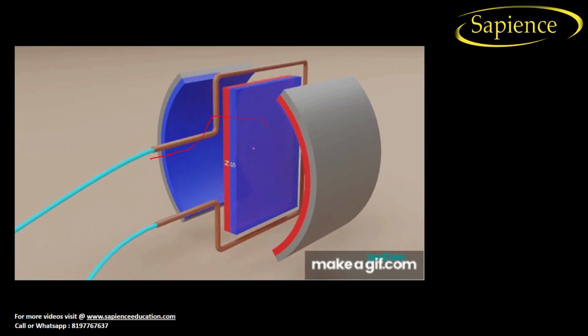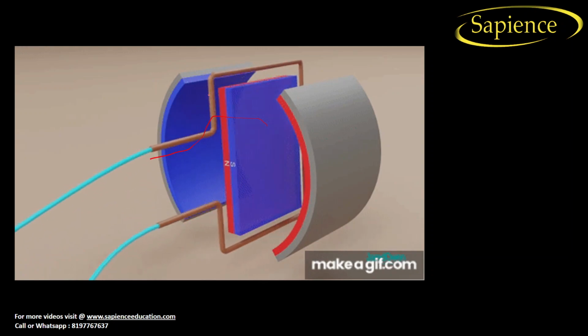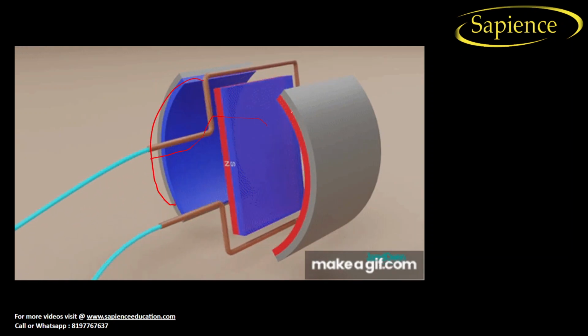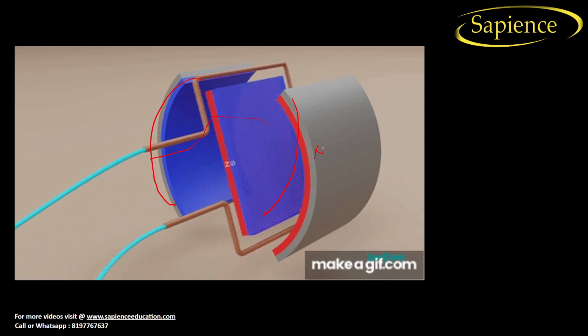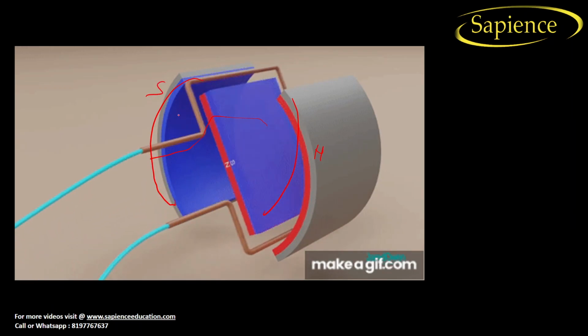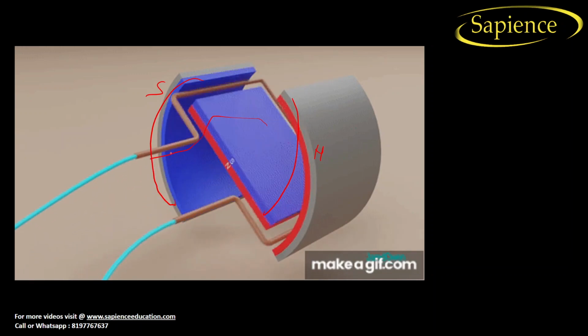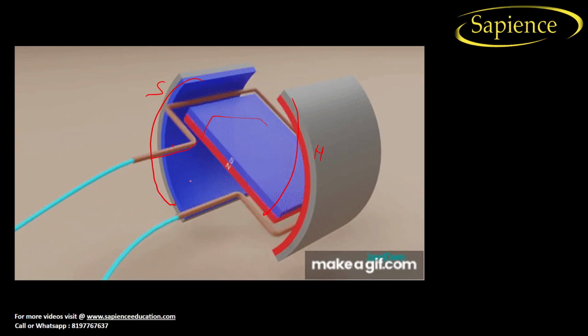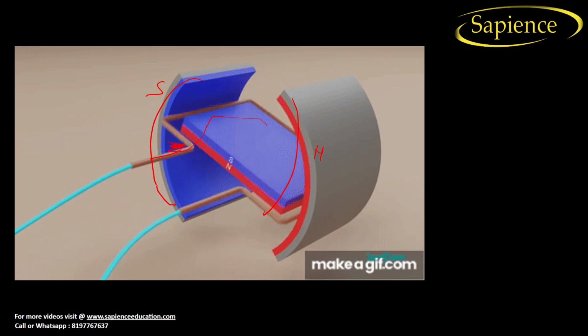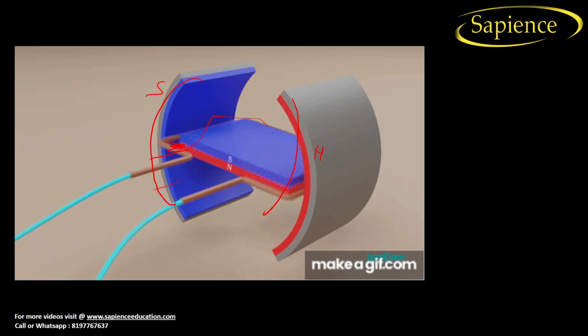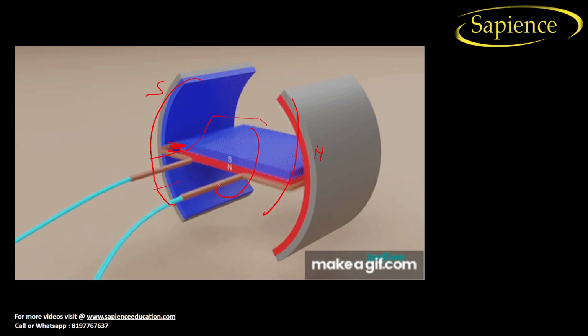The coil is fixed in such a way that a current passes and there is a magnet on this side as well as this side. The red color is the north side and this is the south side. So what will happen if you put a current on this conductor or in the coil? This is made up of copper. So when you pass a current through this copper, what will happen? It will automatically start rotating.